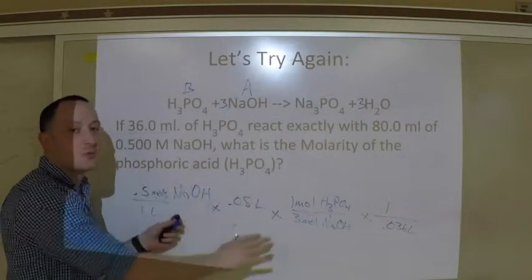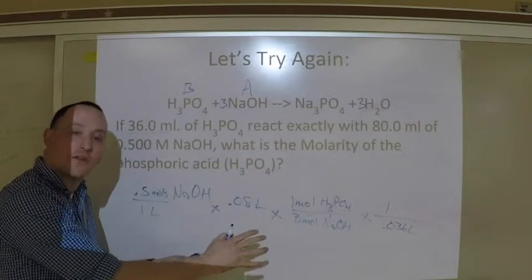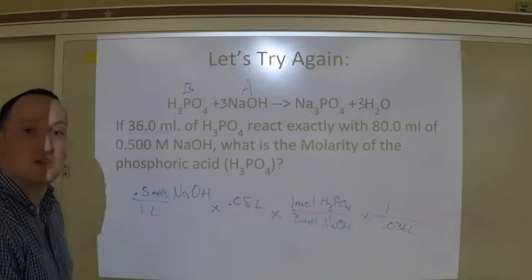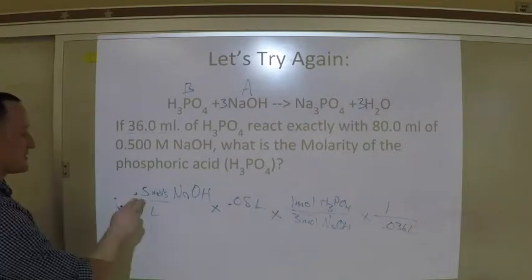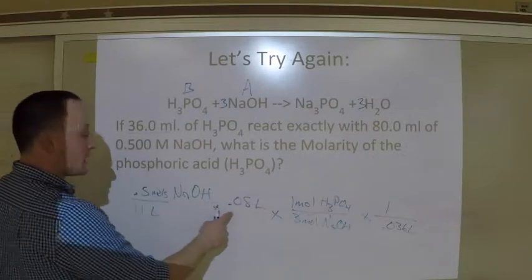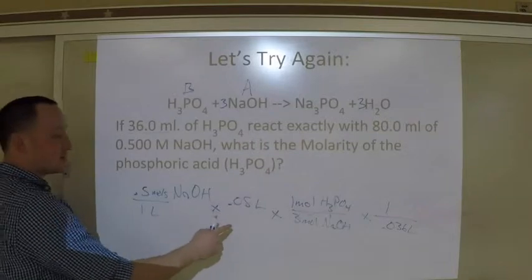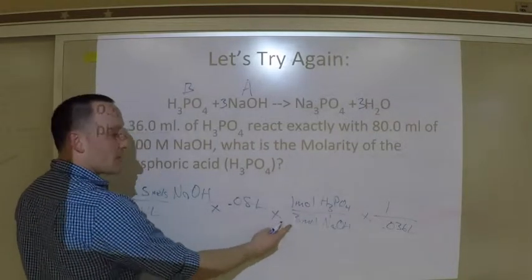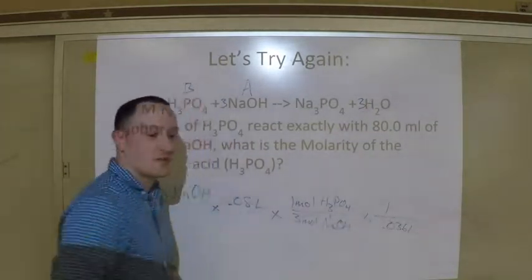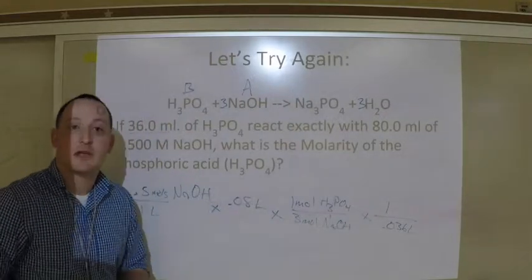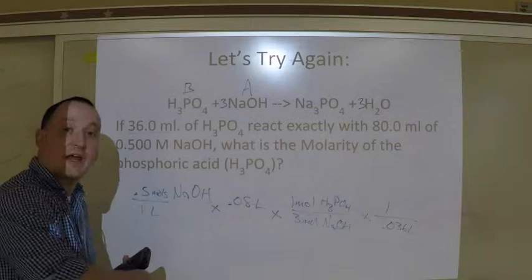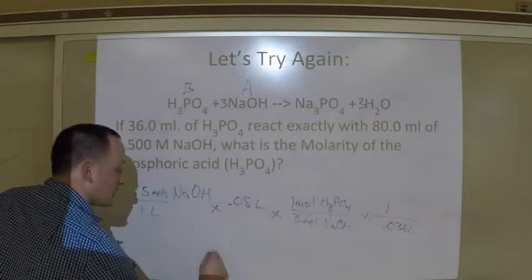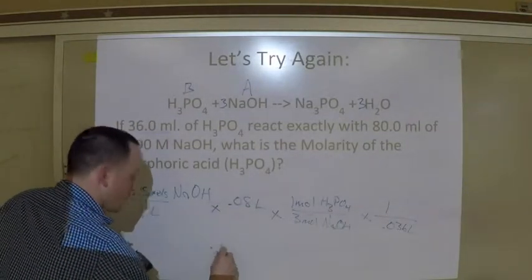Again, there are multiple ways to do this. Find the way that works for you, as long as it gets you to the correct answer and you understand it, that's okay. So I'm going to take 0.5 times 0.08 times 1 divided by 3, and then divided by 0.036 liters, and that will give me my answer. So I'm going to go ahead and calculate that. And I get that my answer is 0.37.